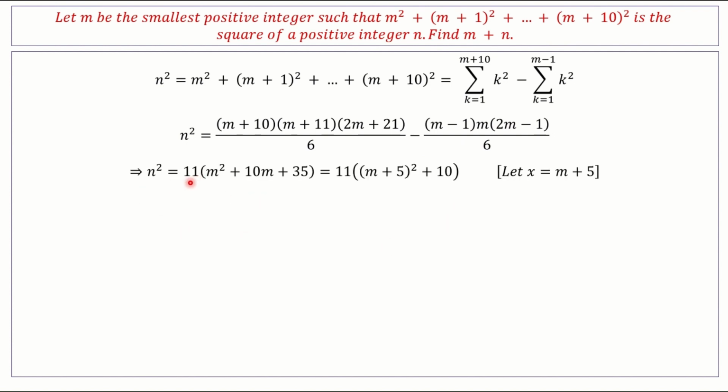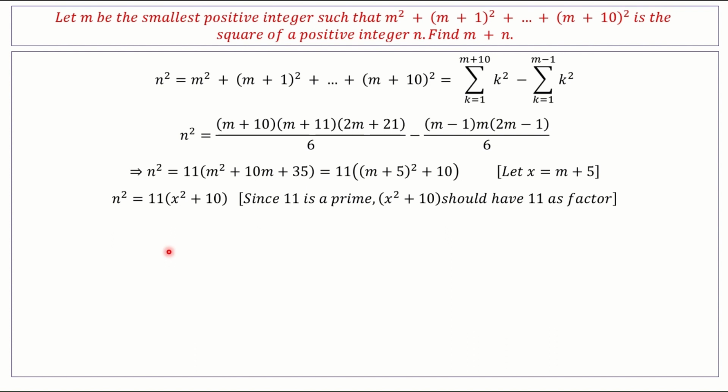Simplify it, you will get n² equal to 11 times (m² + 10m + 35), which is equal to, I just want to make a square here, (m + 5)² + 10. Now n² equal to, let's call m + 5 as x. So it's 11 times (x² + 10).